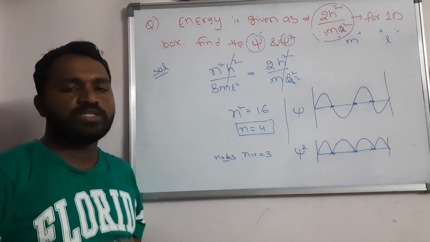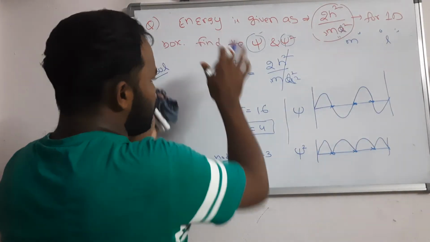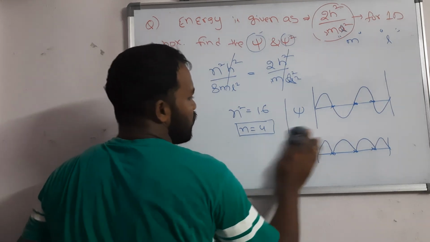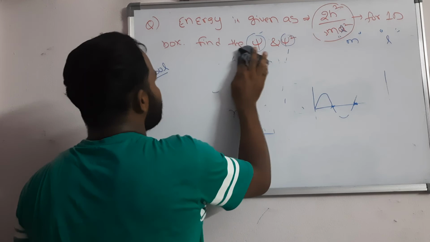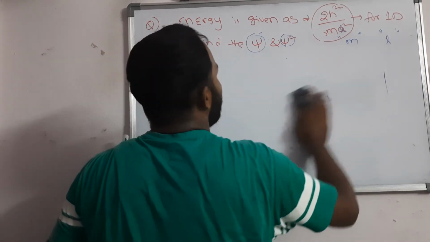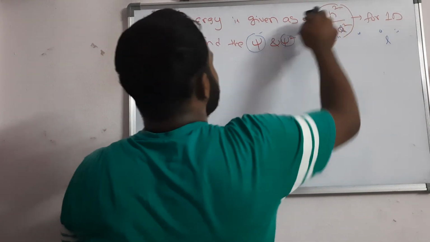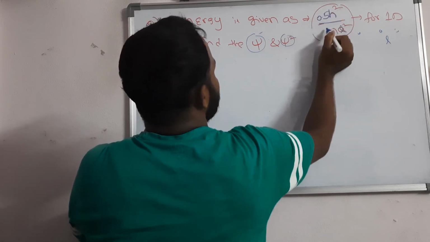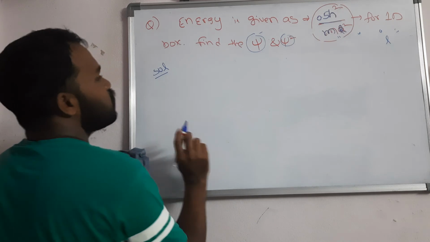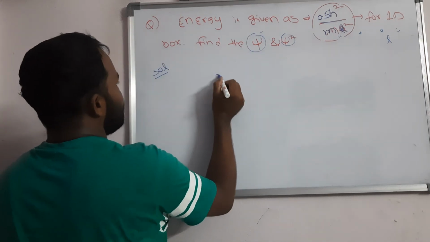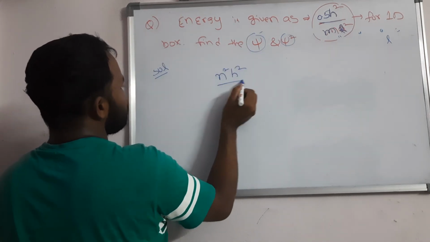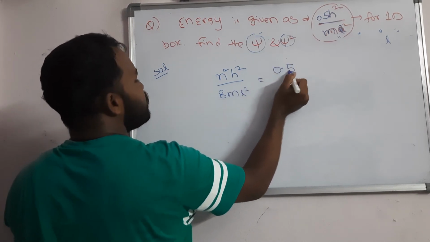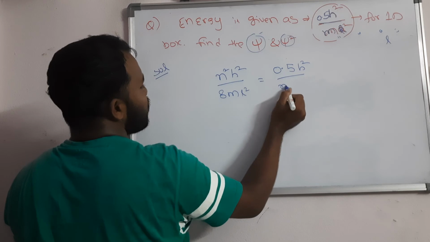If any question is given, they will give it the same way, and you should write it like this. So this is a question. Next question I am going to give. Same question, but you should write the value here: 0.5 h square by 8ml square. So the answer is n square h square by 8ml square, so here 0.5 into h square by 8ml square.